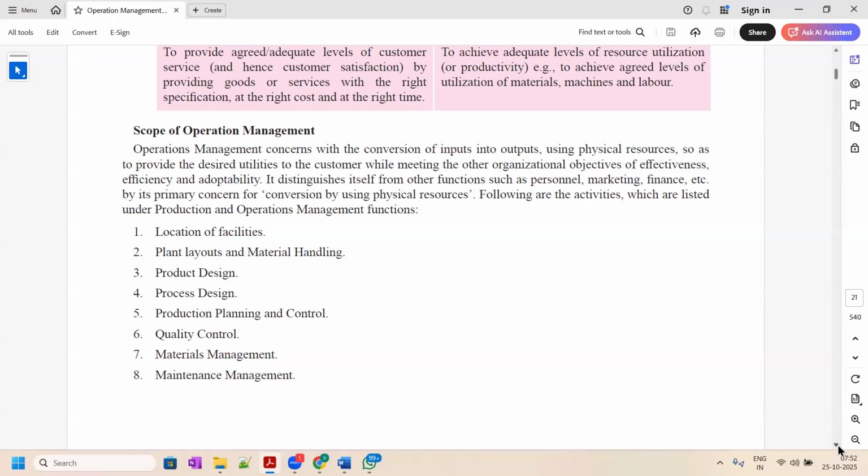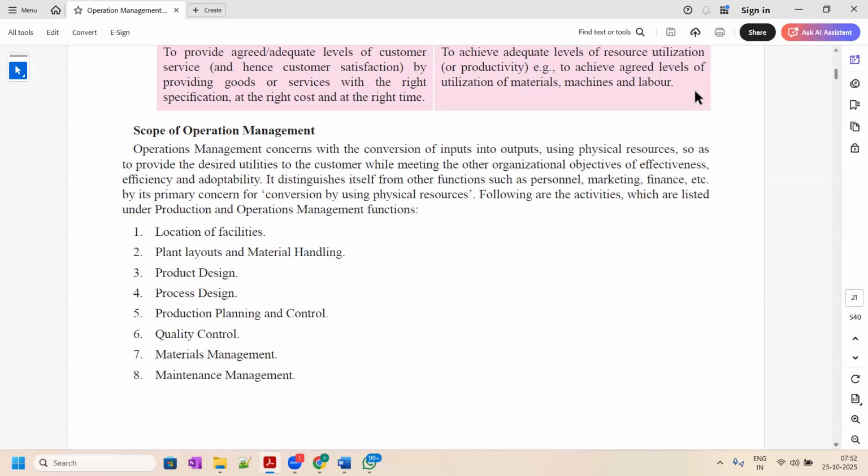When we talk about quality control, it ensures that the product or services meet the quality standards. That is very important, guys. Material management is about making sure we manage supply, storage, and flow of material efficiently. And maintenance management is about keeping machines and equipment in good working condition to avoid any kind of breakdowns. So these are the main areas of operation management.